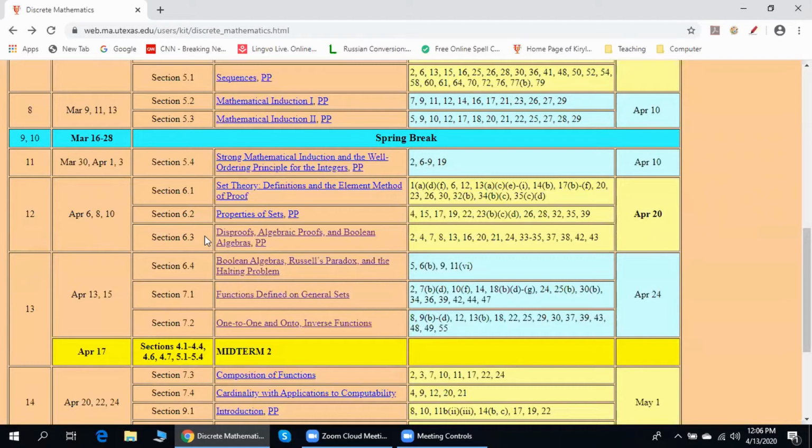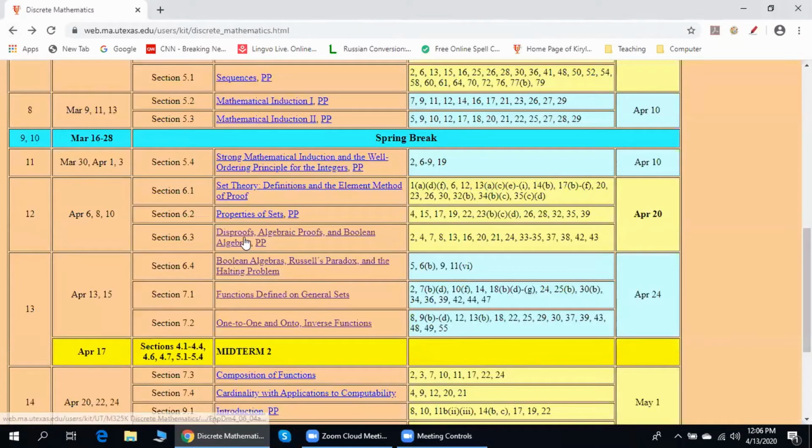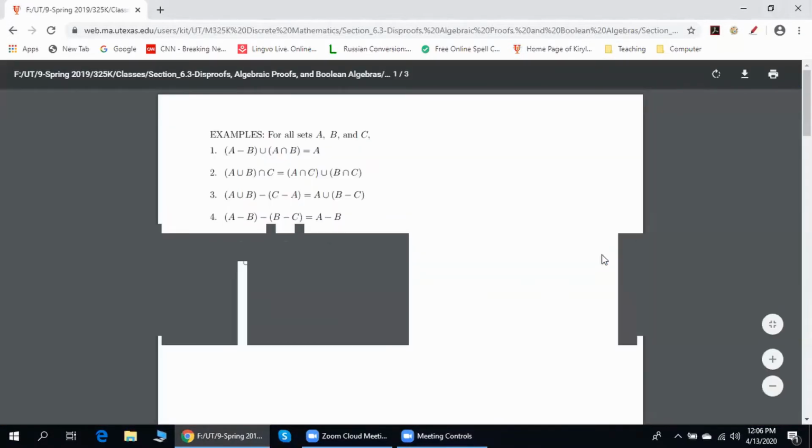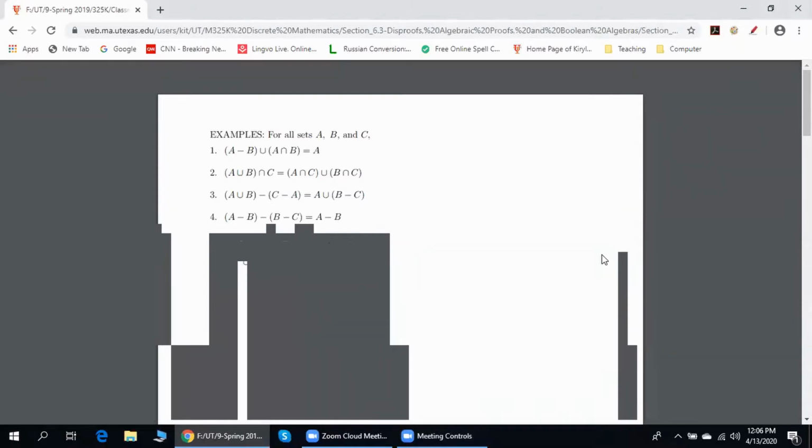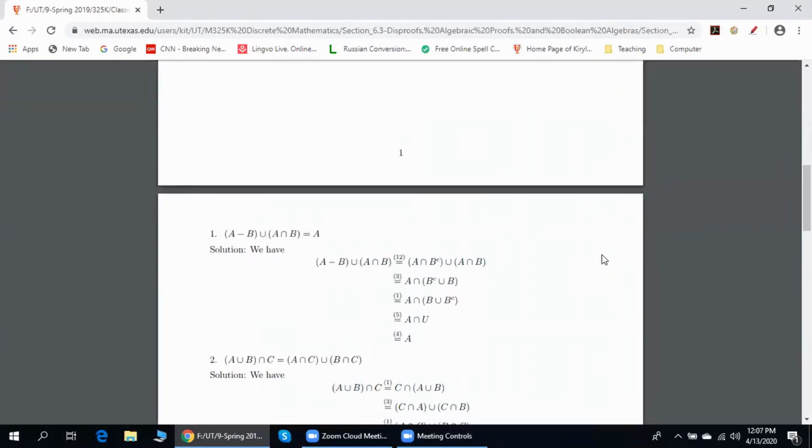Let us finish section 6.3. We have one thing left. So let me go back to this handout. In this handout, we discussed how to prove set identities. However, what we have not discussed yet is the following. What if we want to disprove something?